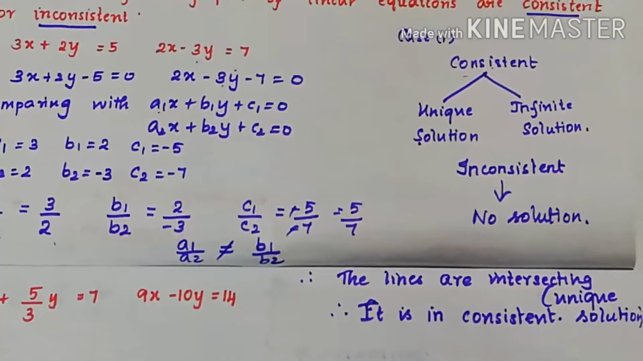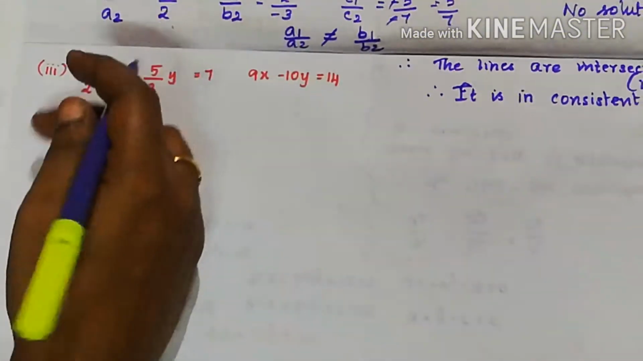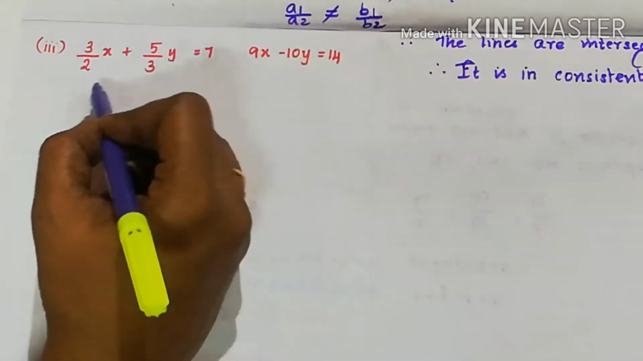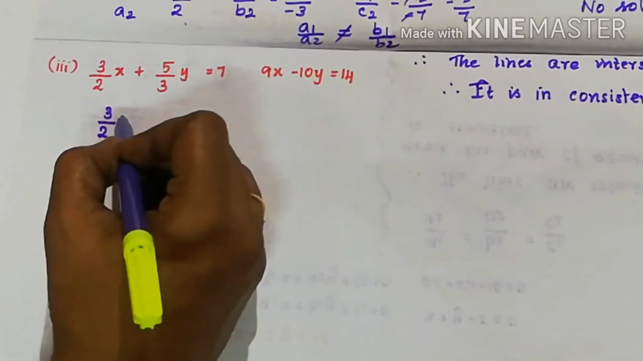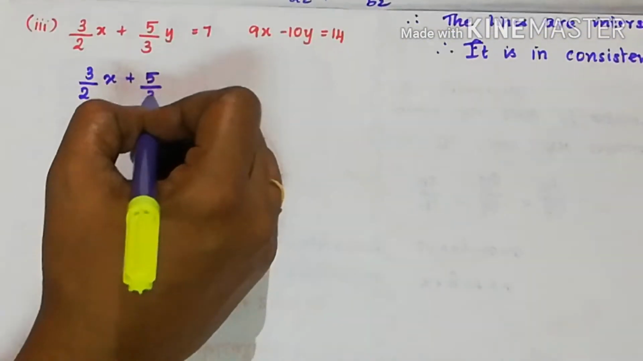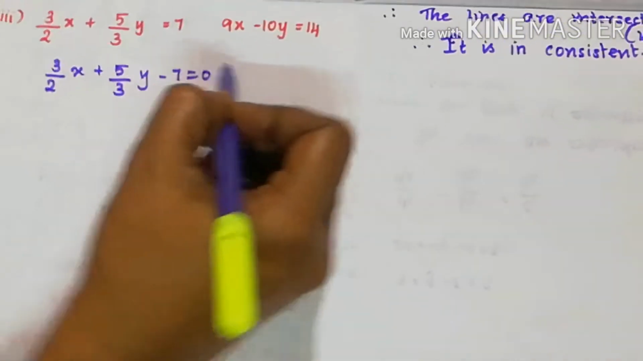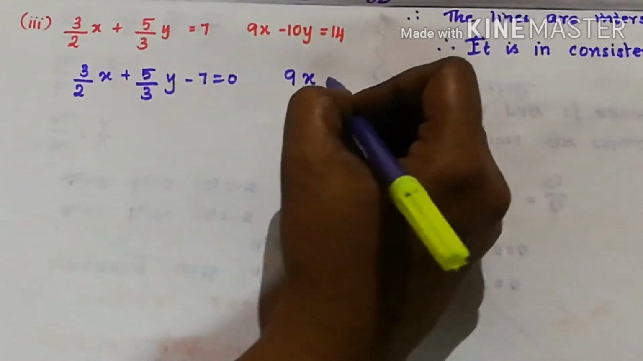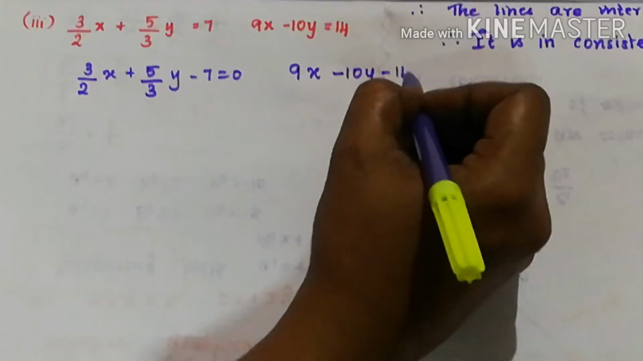Now we will move to the next sum similarly. Here again you have to rearrange the equation. Here you see the coefficients are in fractions, so you rearrange first. Next, 9x minus 10y minus 14 equal to 0.